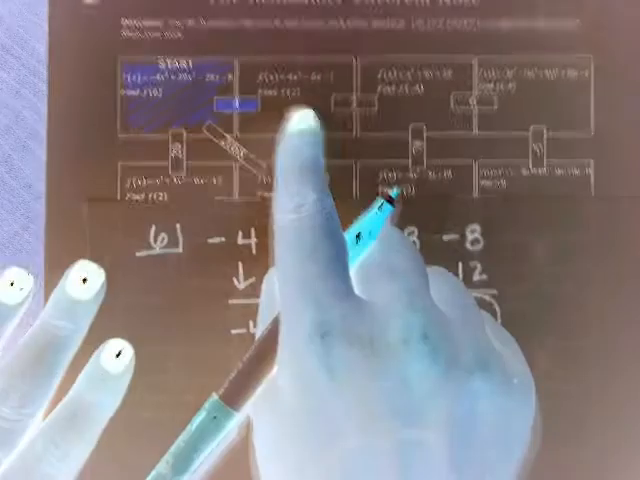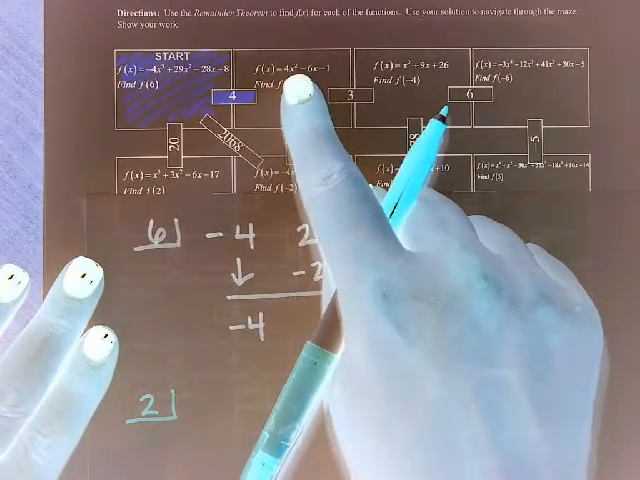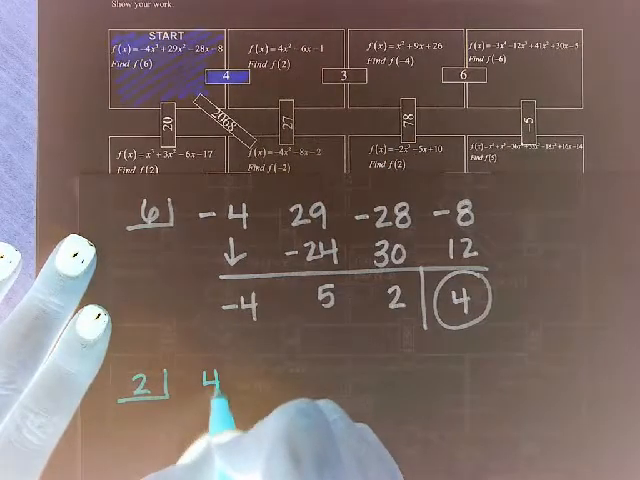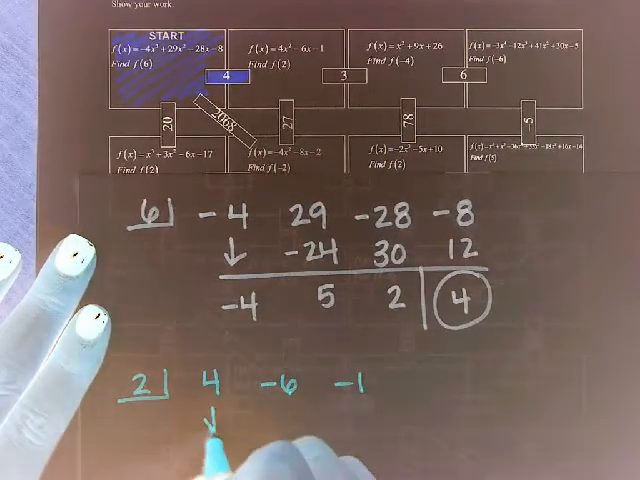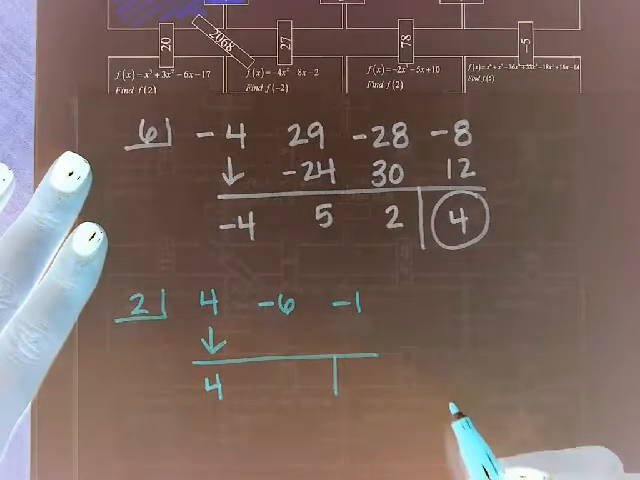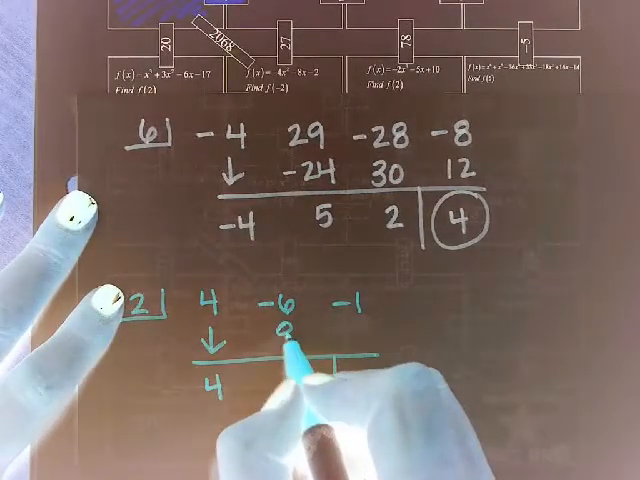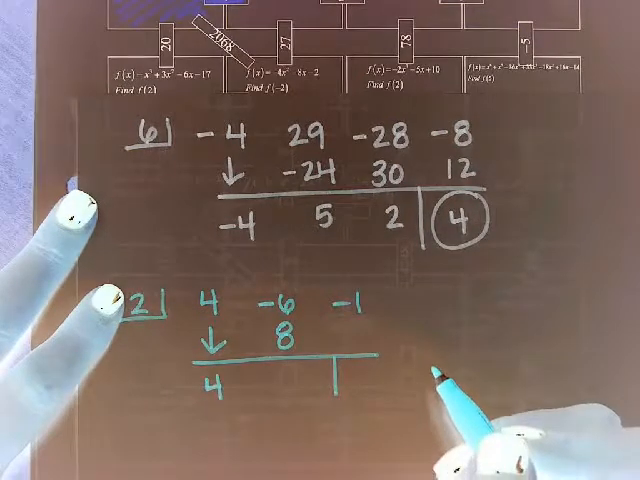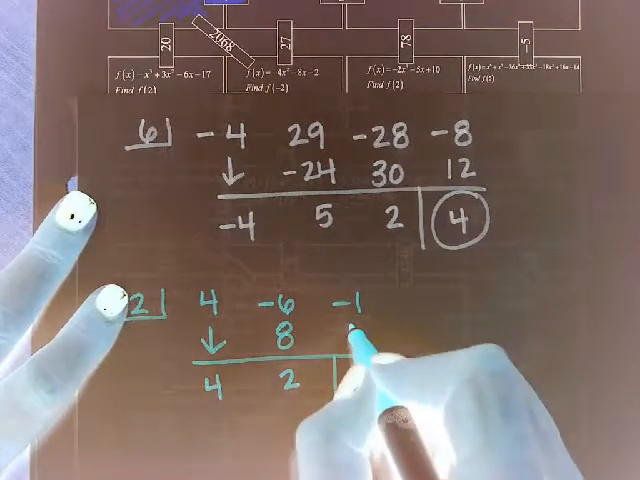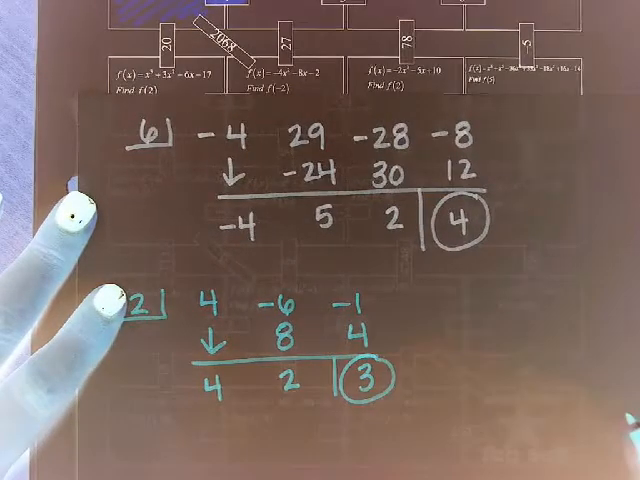So this one says plug in 2. And we've got 4x squared minus 6x minus 1. Did they skip anything? No, so we can just use 4, negative 6, negative 1. All right, so we drop down the 4, and then what do we do? 4 times 2 is 8. Negative 6 plus 8 is 2. 2 times 2 is 4. Negative 1 plus 4 is 3. And so what's the answer? 3.